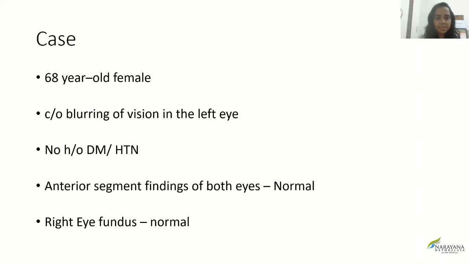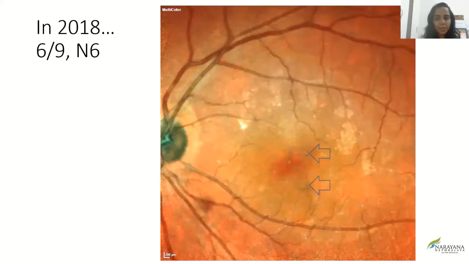This was a 68-year-old female patient who came to our OPD with complaints of blurring of vision in her left eye. There were no systemic ailments. Anterior segment examination bilaterally was normal. Right eye fundus was normal. In the left eye, we can see a reddish lesion superior and inferior to the foveal area, and the foveal reflex appears dull.